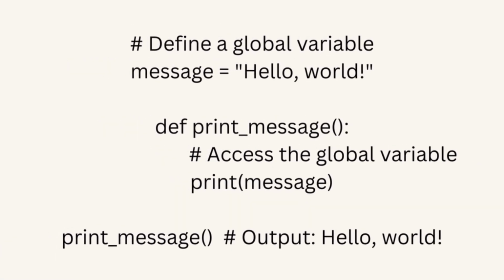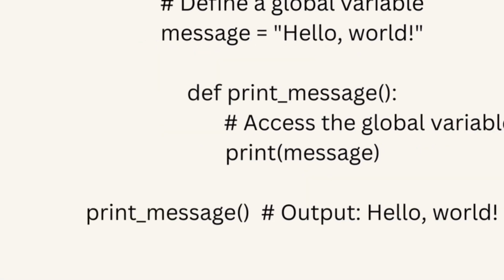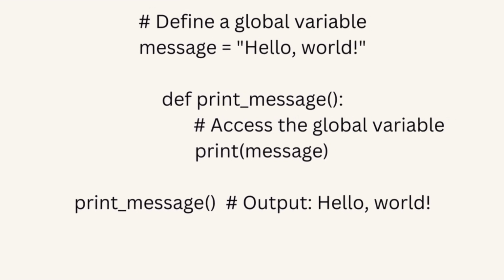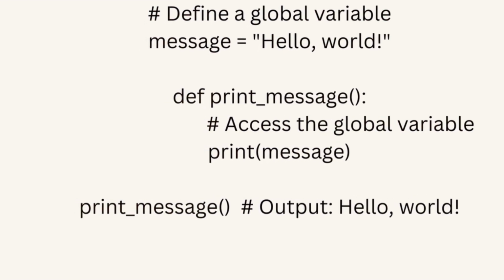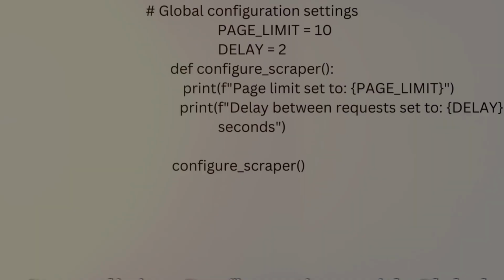This example demonstrates the most basic use of a global variable. We declare it globally, and any function in our program can then use it. The power of this approach lies in its simplicity and the ease with which we can share data across our code.